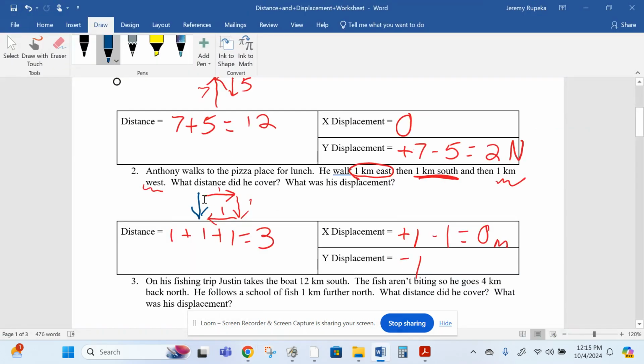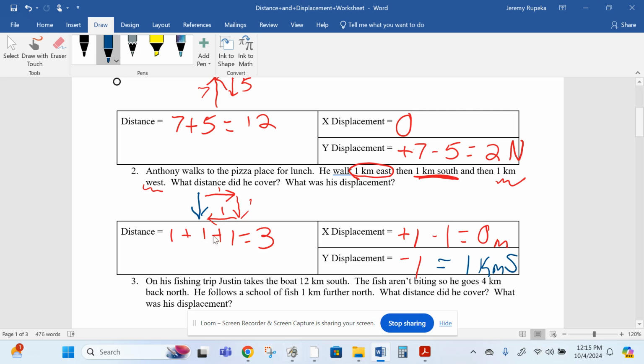Okay, and just finishing this up. My overall displacement just ends up being negative 1 in the y. And if it's negative 1 in the y direction, that means my y displacement is, I'm sorry, I should say kilometer, 1 kilometer south.